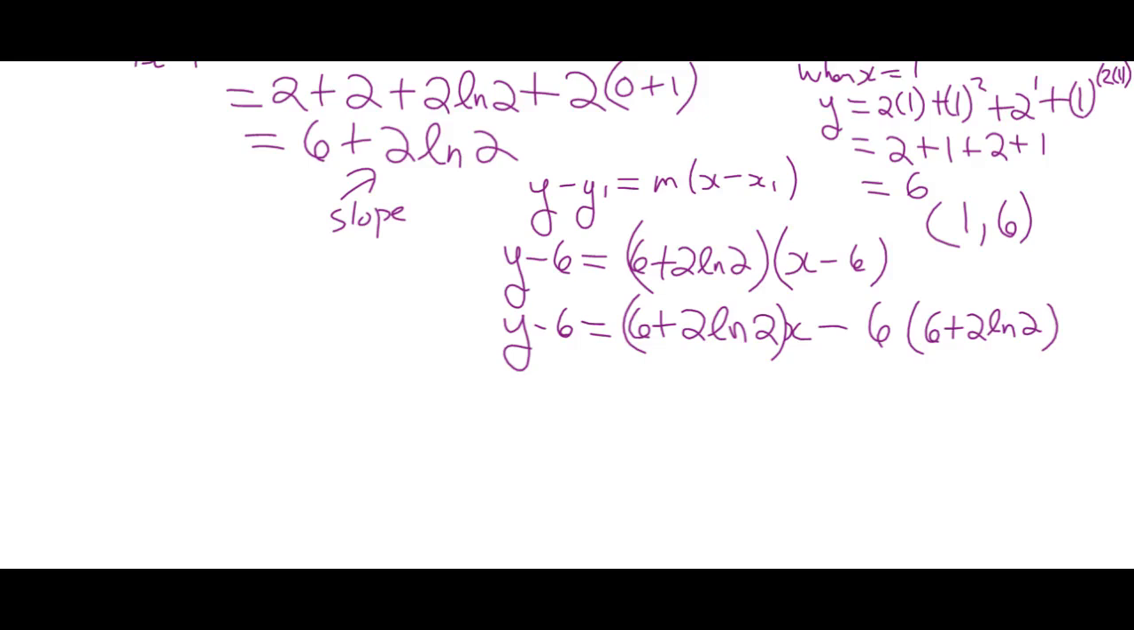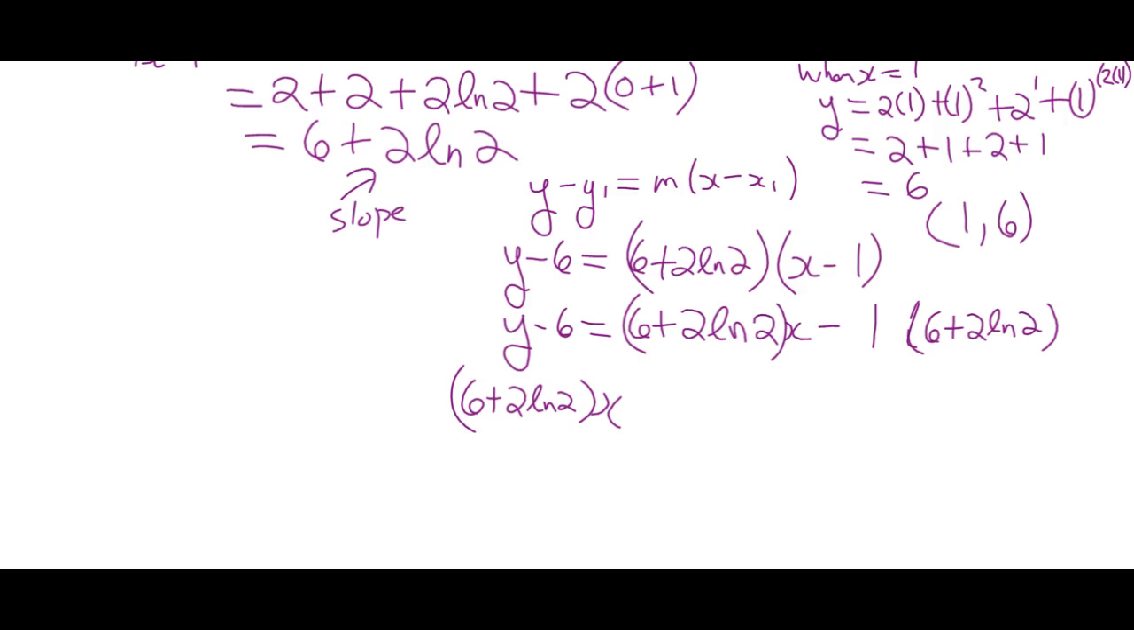So what do we got? 6 plus 2 ln 2, 6 plus 2 ln. Yeah, it's x minus 1, not x minus 6. Right. Also, you're missing something. Okay, hang on. X minus 1. So we've got this minus this, parentheses. So that times that is that. That times that is that.